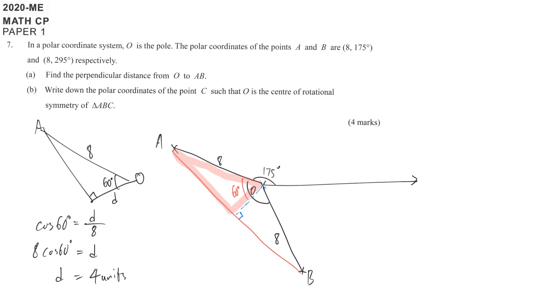And then we have to write down the polar coordinates of point C, such that O will be the center of rotational symmetry of triangle ABC, which means that we have to search for a point C so that it is rotationally symmetric. You have to imagine what a rotationally symmetric triangle looks like. If you draw an isosceles triangle only, then the order of rotational symmetry is just 1, so it does not fulfill our requirement.